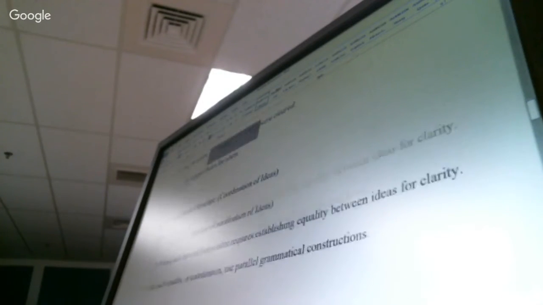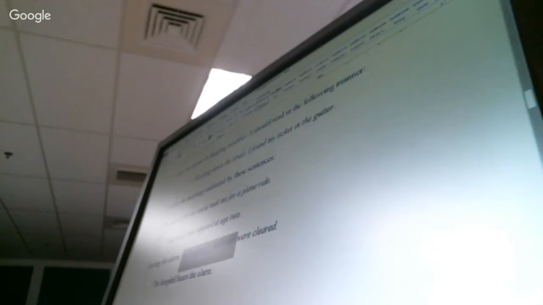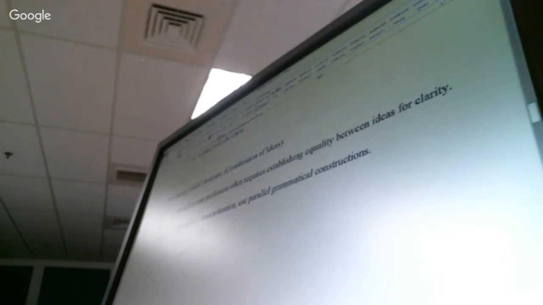So, dangling modifiers. All I'm asking you to do is look at those introductory phrases. If you see an introductory phrase, you need to ask yourself, is this thing doing its job by describing that subject of the sentence? All right? You keep your eyes out for that. You should be in good shape.